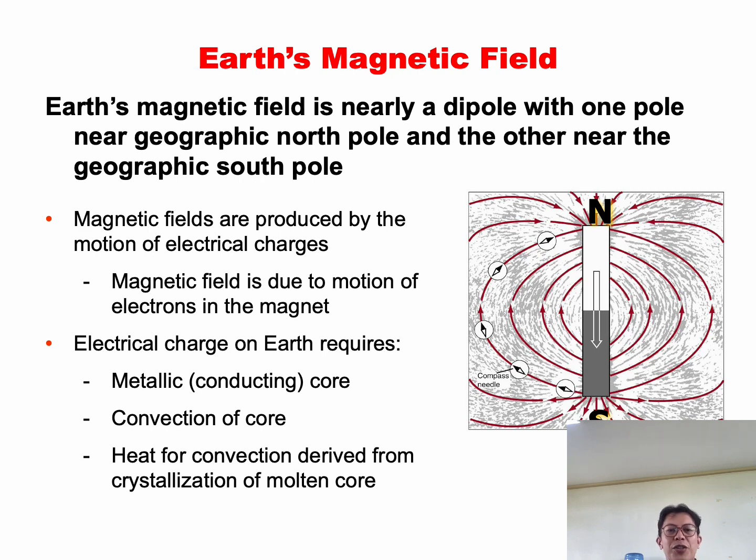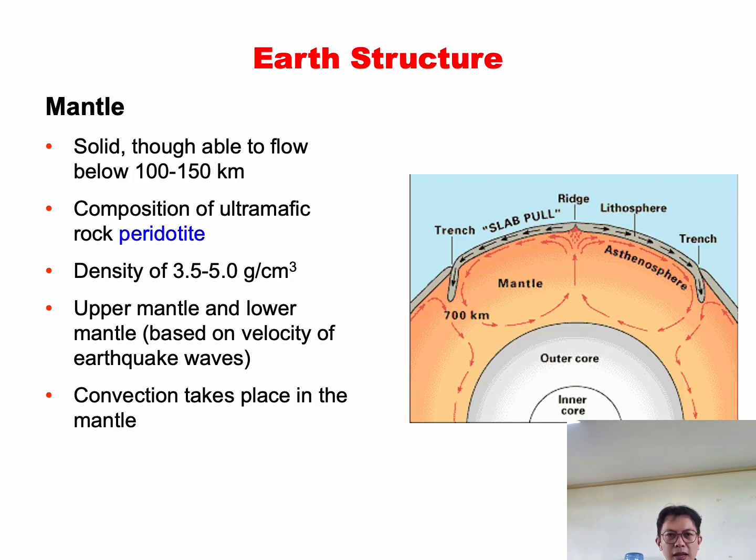So for us to have electric charge on Earth, it requires a conducting core, which we have. The core, the inner core, is metallic because it contains iron. And of course, the convection of the core. We also have convection inside the Earth, right? We have the convection current. And of course, the heat for convection is derived from crystallization of the molten core. So we have discussed this already.